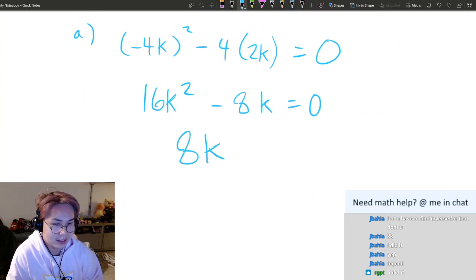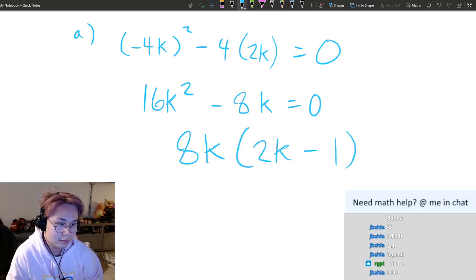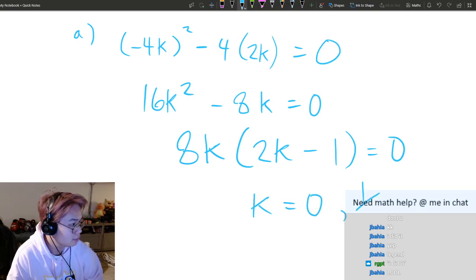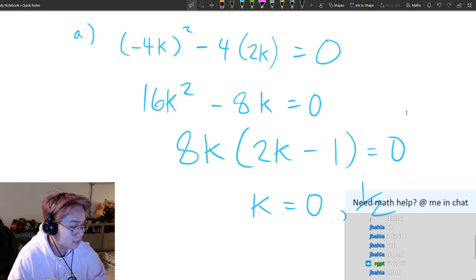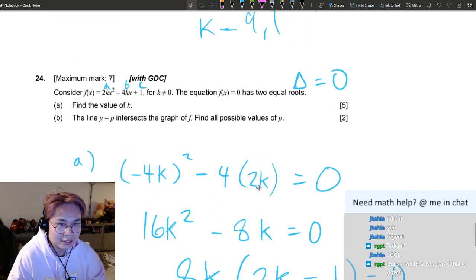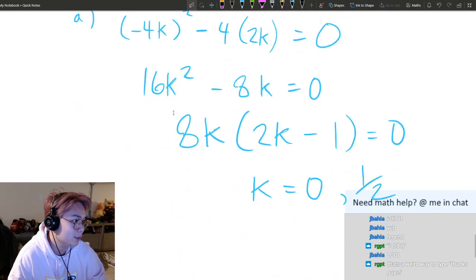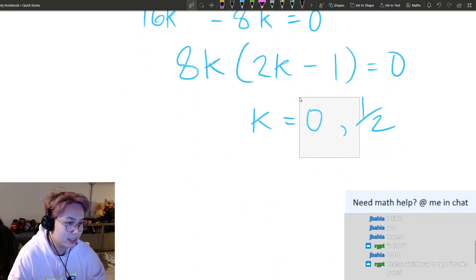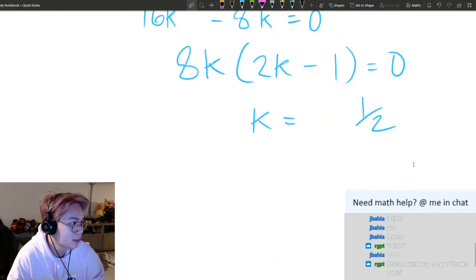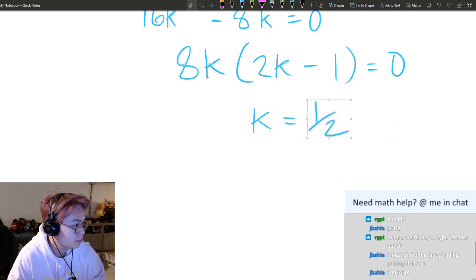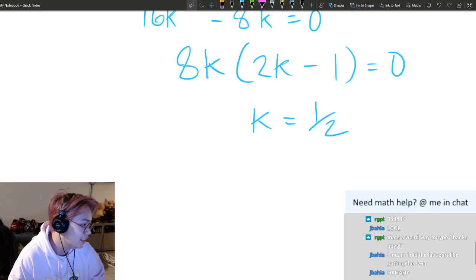Okay, continuing this one. Here are your k values. Well, okay, it says k can't be 0, so here's your k value, singular. You did the easiest part.